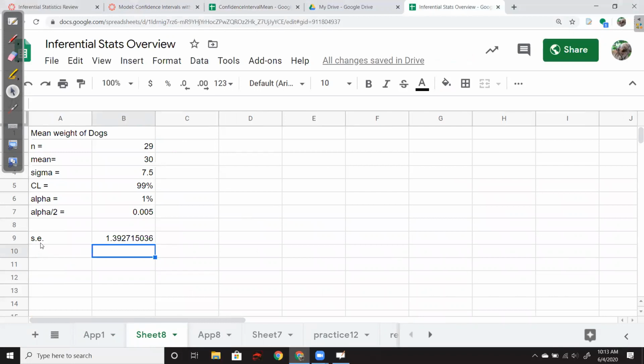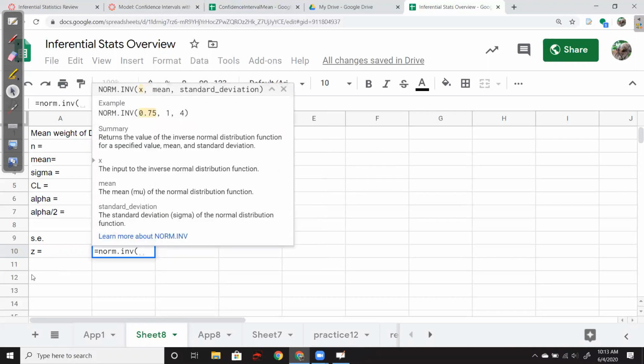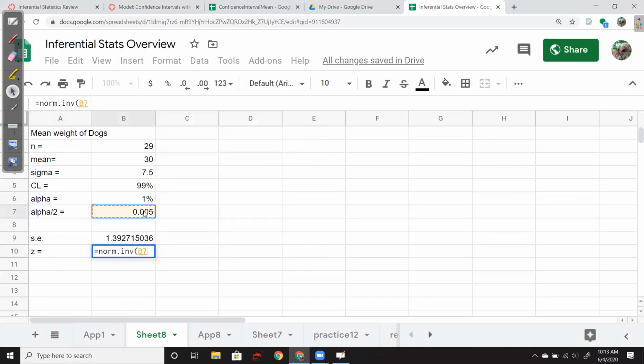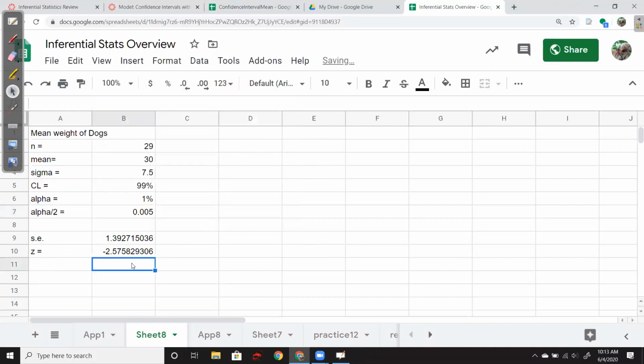All right, so I got the standard error. Next thing I want is my z-score, and then I'll show how to do this in Statkey too. My z-score is my norm dot inverse, and I need my alpha over 2 value, followed by, it's a z-score, so the mean of a z-score is always 0, standard deviation is always 1 for z-scores. And it always gives you the negative version. I'm just going to use the positive one.